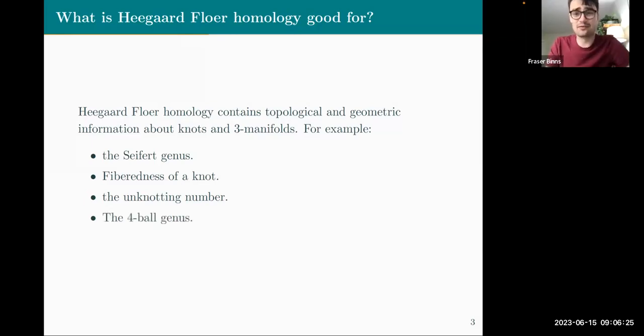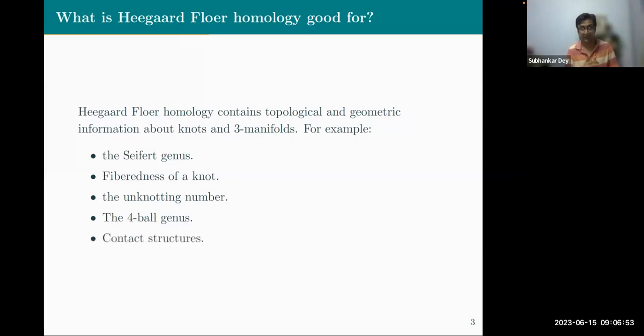Indeed. And on a related note, knot Floer homology also contains four-dimensional information. So it contains information about the four-ball genus of a knot. This is the minimum genus of a surface bounded by a knot in the four ball. So here we have knots that live in S3, and we view S3 as bounding the four ball, and so we can ask what's the minimal genus of a surface that a knot can bound in the four ball.